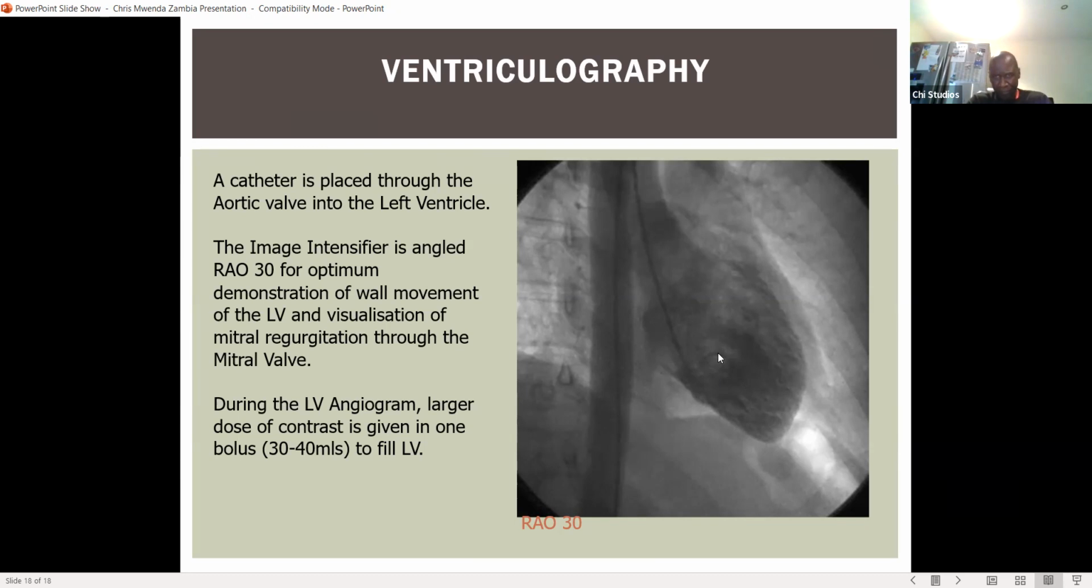Basically, in this one, we are assessing the ejection fraction or movement of the left ventricle, and you can also assess the mitral valve. Nowadays, we don't do most of the LV gram, because the patients usually have their echocardiogram done before they come to the cath lab.